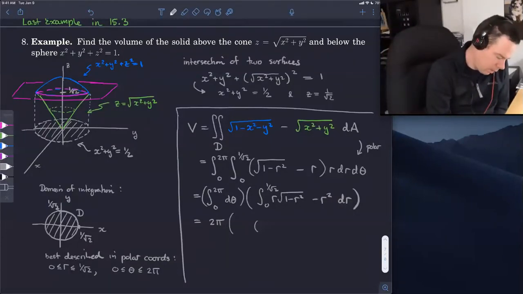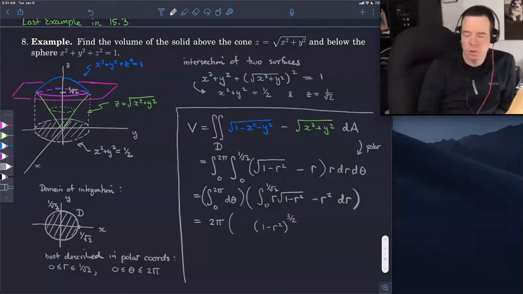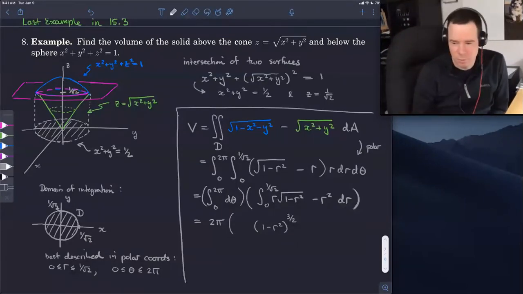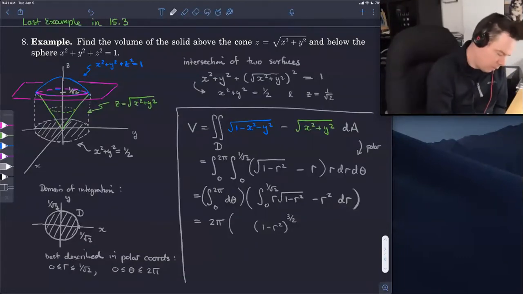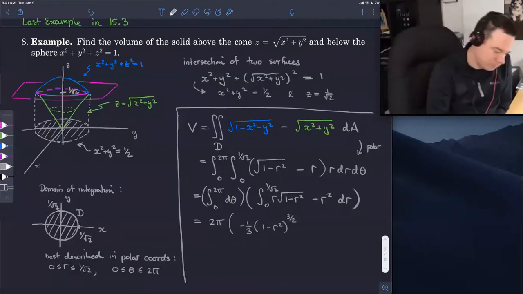So this would be a 1 minus r squared to the power of 3/2. And then I just do a mental check. What do I have to put out front in order for it to give me a derivative of r times the square root of 1 minus r squared? So the derivative of this, 3/2 would come down, and then I'd multiply by a negative 2r for the derivative of the inside. So that means I would have a negative 3 out front, so I'll need a negative 1/3 to balance that. Okay, so just an antiderivative of this thing.